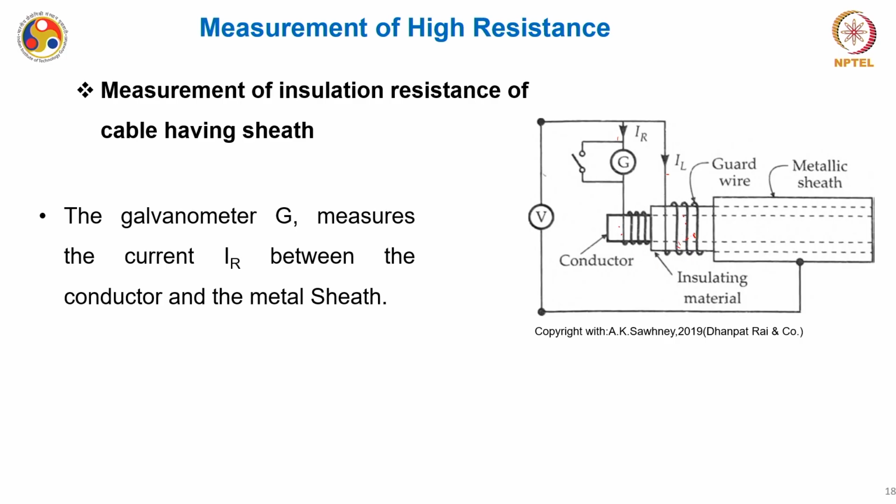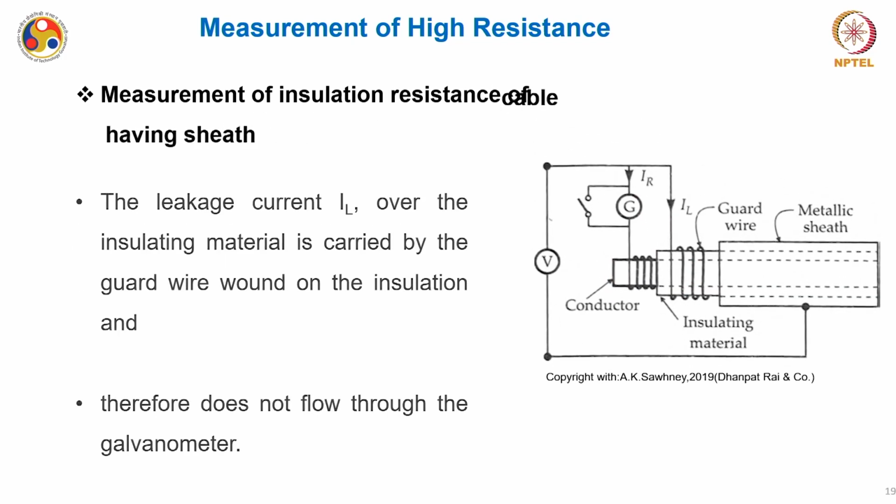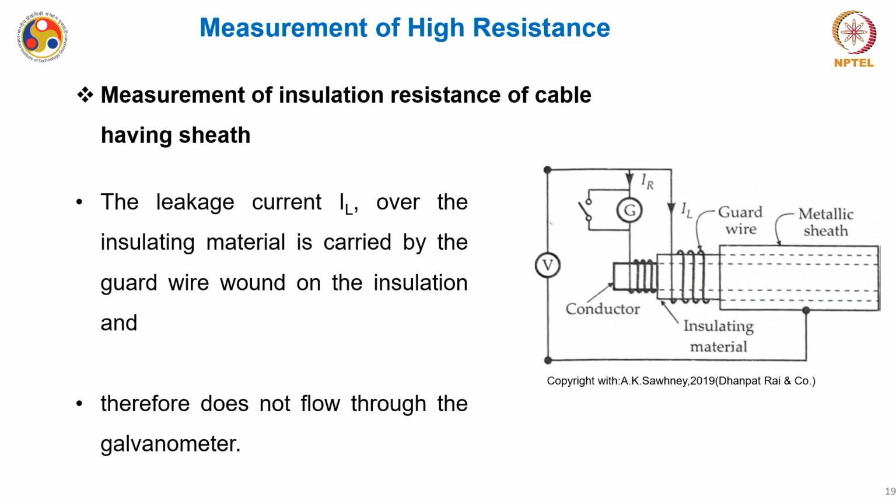Now the galvanometer in this case measures the current IR, which is between this conducting part of the wire and the metal sheath. So basically one electrode is this conductor and another electrode is this metal sheath, and in between you have this current IR flowing, which this galvanometer is basically measuring. Now the leakage current IL over the insulating material is carried by the guard wire, which is wound on the insulating material, as you can see over here. So it does not flow through the galvanometer. This leakage current is bypassed by this kind of configuration.